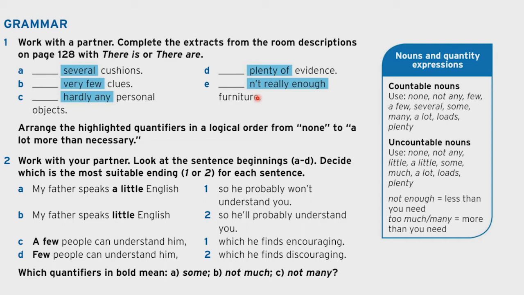Alright, now that you have finished, we'll continue with this exercise that says, arrange the highlighted quantifiers in a logical order, from none to a lot more than necessary. Here we have these highlighted quantifiers: several, very few, hardly any, plenty of, not really enough. So we're going to order them from none to a lot more than necessary. For example, I can tell you that hardly any is similar to none, so this will be number one. Like that, continue until you write the 5 quantifiers.